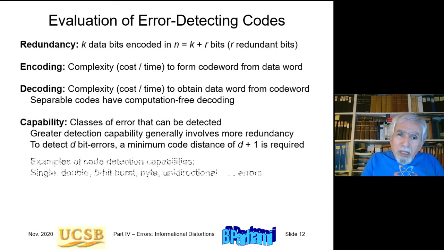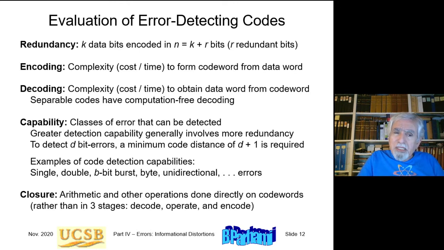Okay, so in order to evaluate error detecting codes, we examine several features of the code. For example, redundancy. If we have k data bits encoded in n bits, in other words, we are adding r redundant bits, then redundancy is r over k. R extra bits are used to encode k data bits. That's the redundancy. Of course, we aim to make redundancy as low as possible if we can.